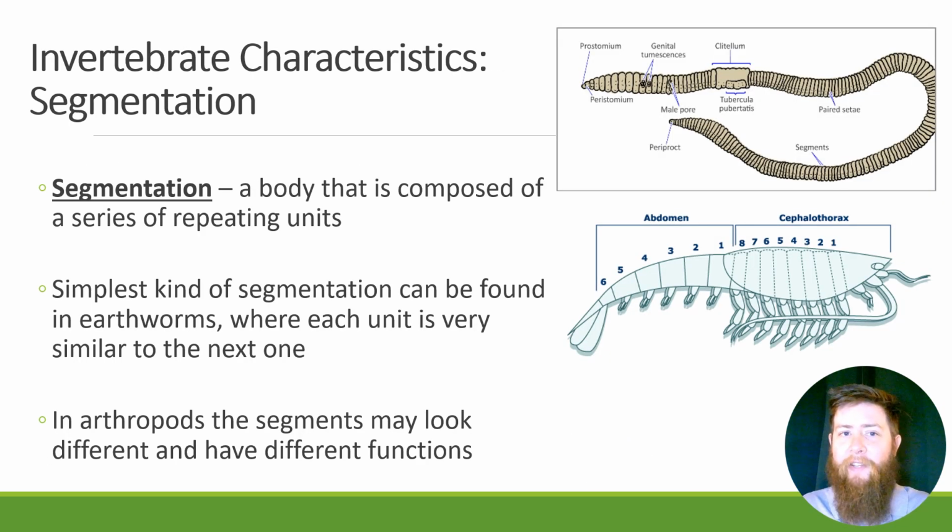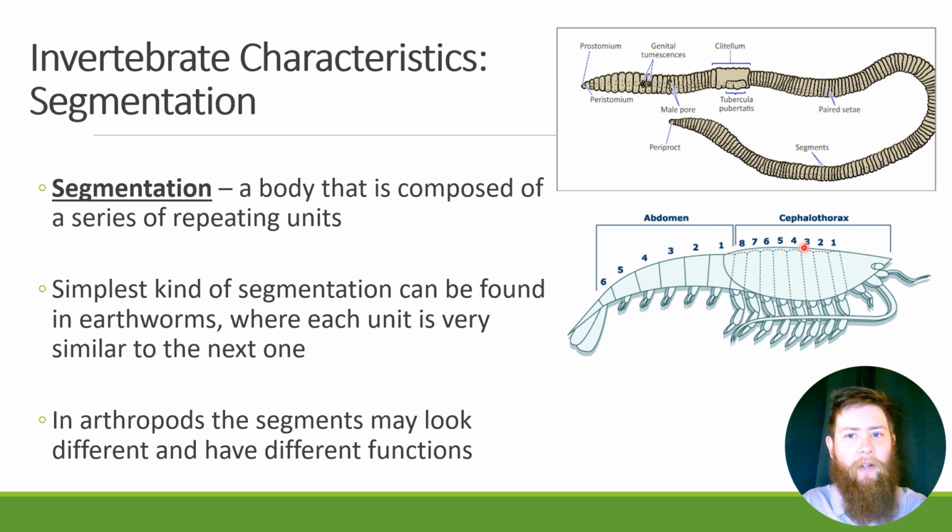Some other things that we see inside of invertebrates are segmentation. This is when you have a body that is composed of a series of repeating units. The simplest kind of segmentation is in earthworms, where all of these segments look the same and have the same job.